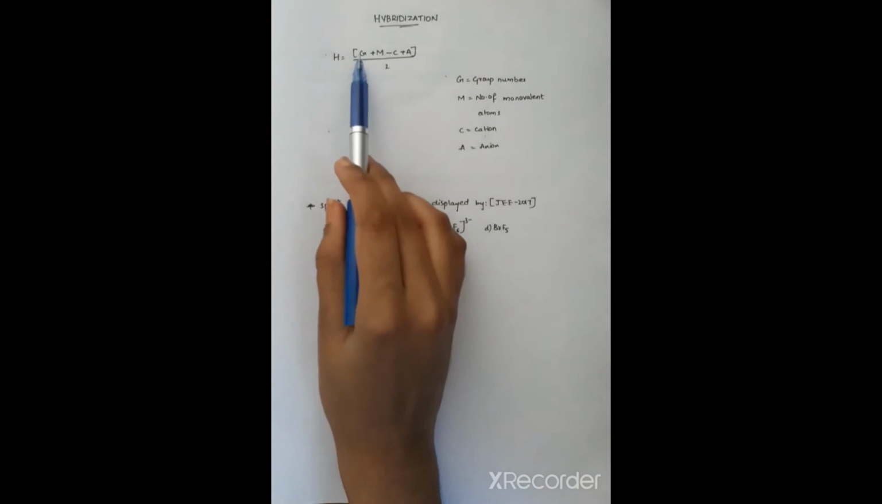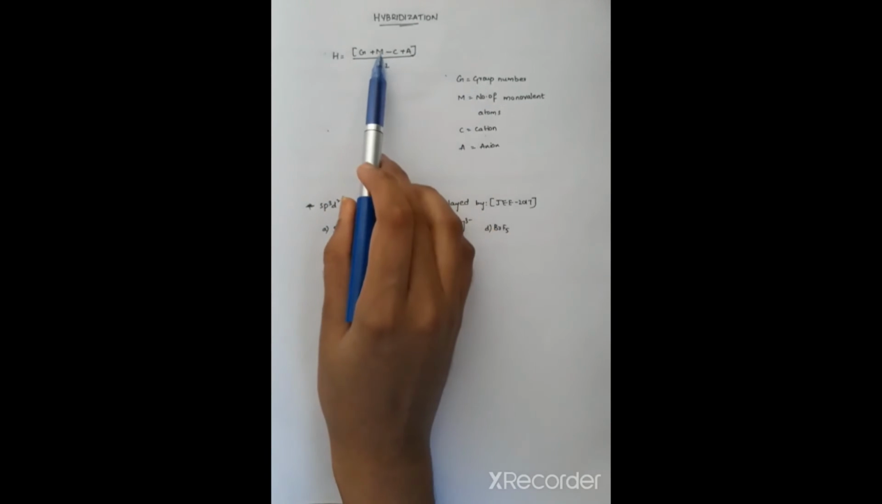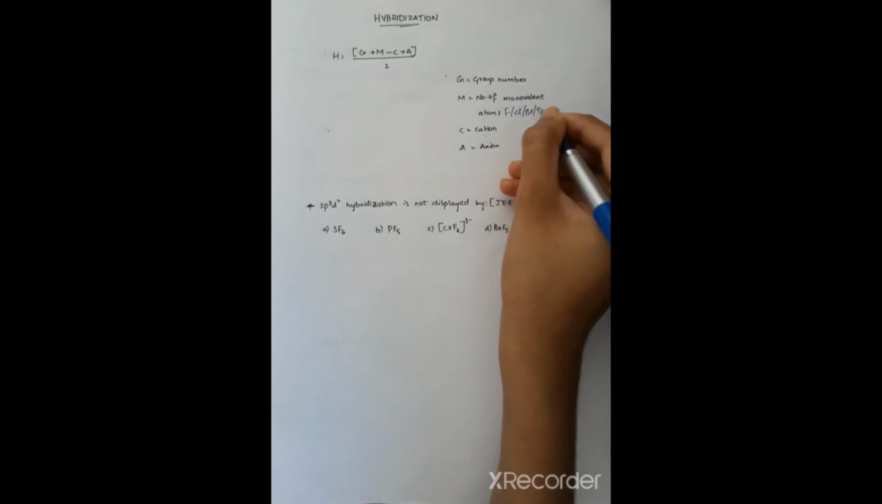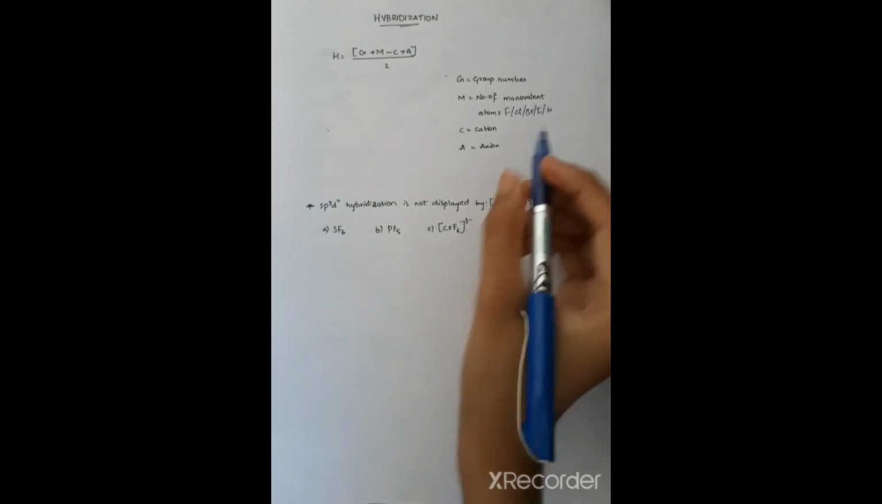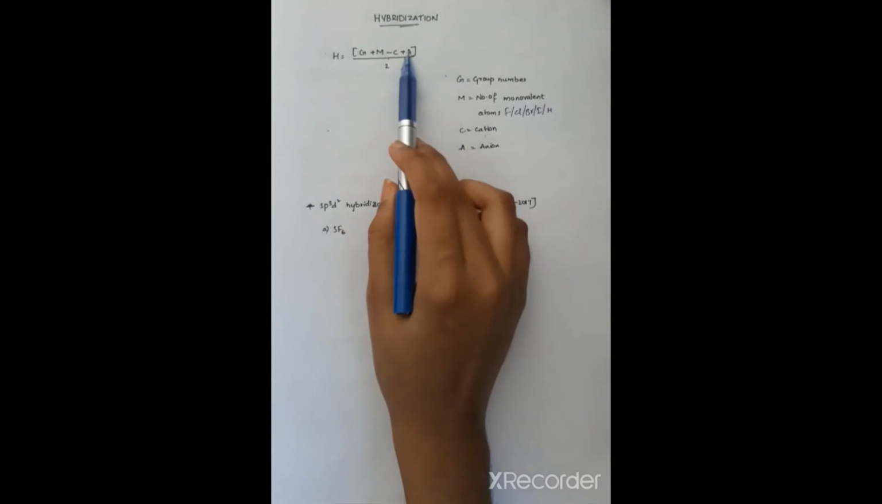Now the hard job is to find hybridization of a molecule or an ion. So I am discussing a simple trick here, and this is the formula. Here G represents group number, M represents number of monovalent atoms, that is fluorine, chlorine, bromine, iodine and hydrogen, etc. And C represents cation and A represents anion.